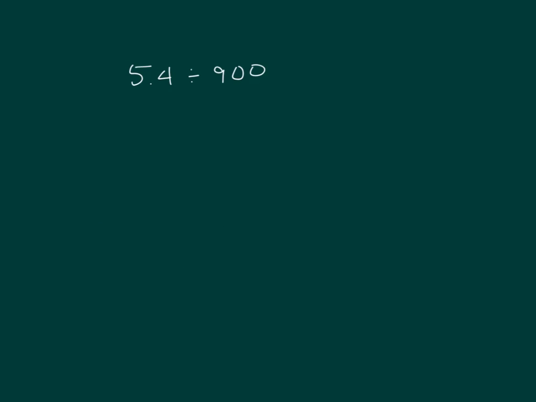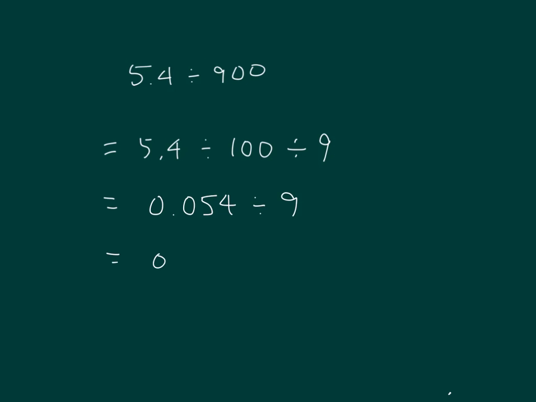Here we have 5 and 4 tenths divided by 900. That's the same as 5 and 4 tenths divided by 100 divided by 9. As we simplify that, 5 and 4 tenths divided by 100 gets 0.054 divided by 9, which is equal to 6 thousandths.